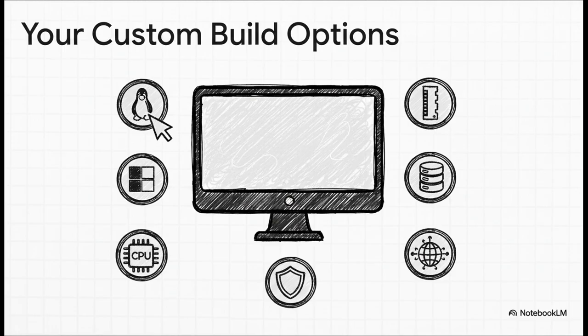You start with the core stuff, right? How much CPU power do you need? How much RAM? Then you pick your operating system. You can go with Linux, Windows, even Mac OS. Then you choose your storage, your network speed, and, maybe most importantly, your virtual firewall, which is called the security group. That thing controls exactly who and what is allowed to talk to your machine.